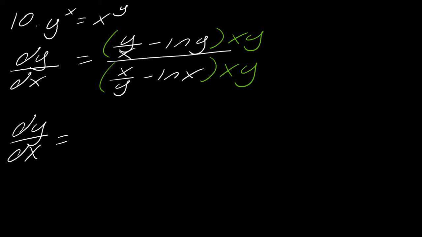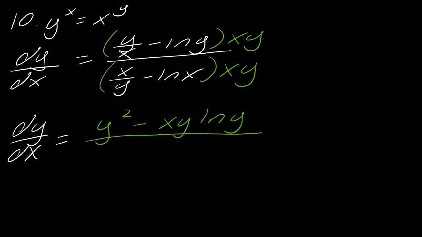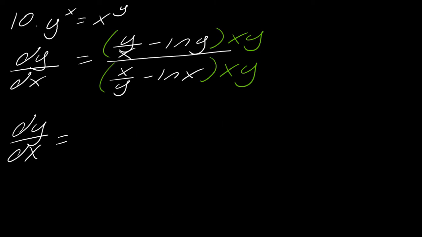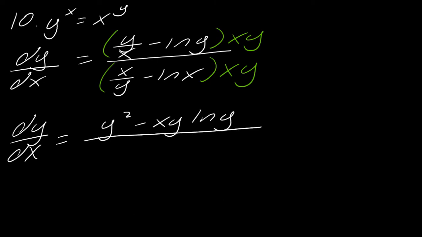So as I work through this, I'm going to have y over x times xy. So the x's will drop out, and I'm left with y squared. And then this will be minus xy times the natural log of y. And then in the denominator, that'll be x squared minus xy times the natural log of x. So that's another way that you could simplify those if you wanted.